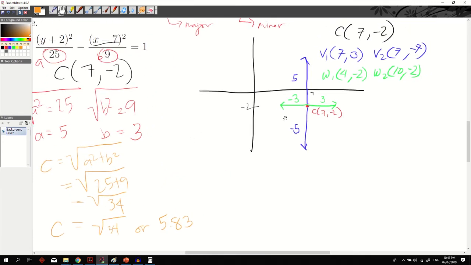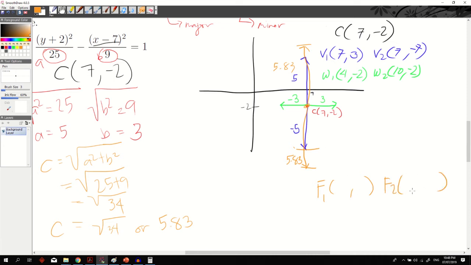So our foci, C, is 5.83. So this one should be from the center to here, and from the center to there. So this should be the focus. It should have a length of 5.83. You can see that the focus is much farther than the vertex. Okay, so here I will just write over here the focus 1, and the focus 2.